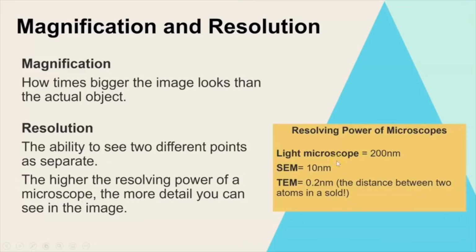So just to show you the comparison, the resolving power, which is linked to the resolution: the resolving power of the light microscope is 200 nanometers, the scanning electron microscope is 10 nanometers, and a transmission electron microscope is 0.2 nanometers. So that means you can still see two objects as separate when they are only the distance away from each other of 2 atoms. So that is a very, very high resolving power.